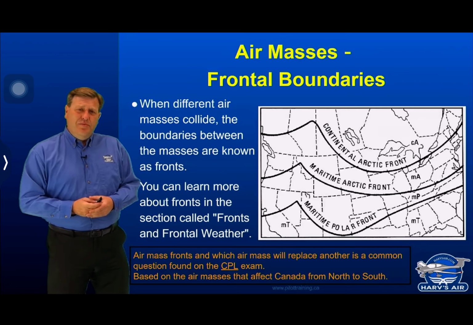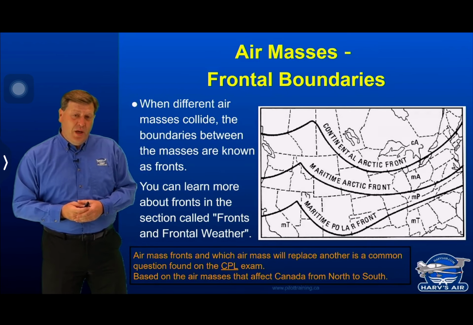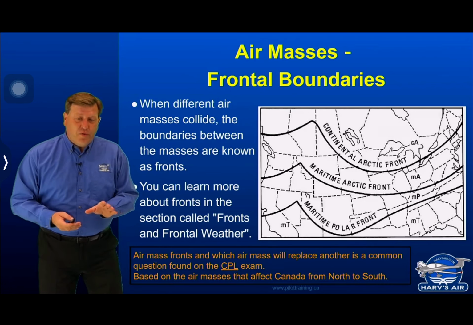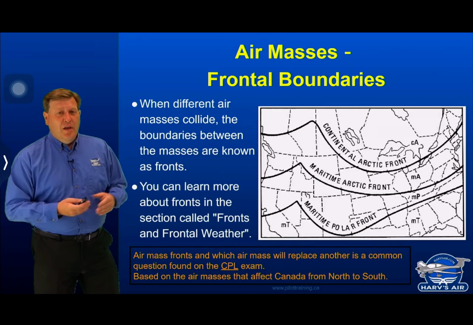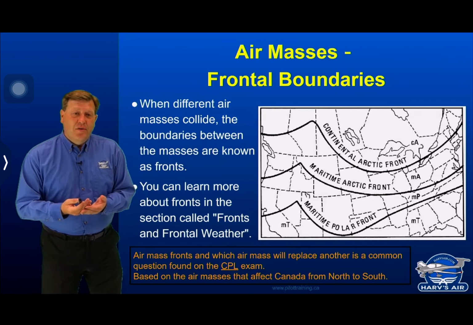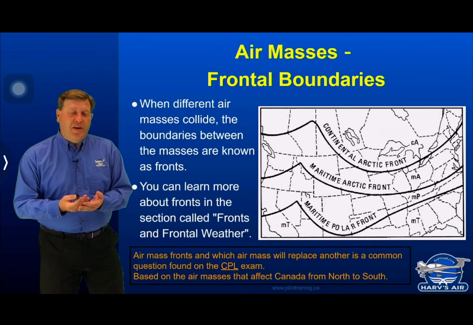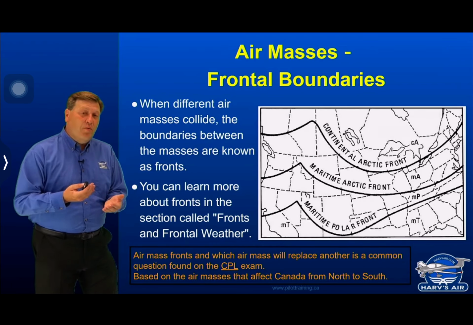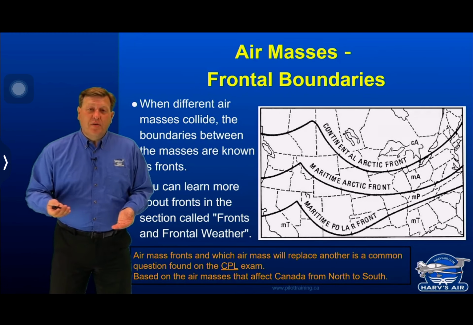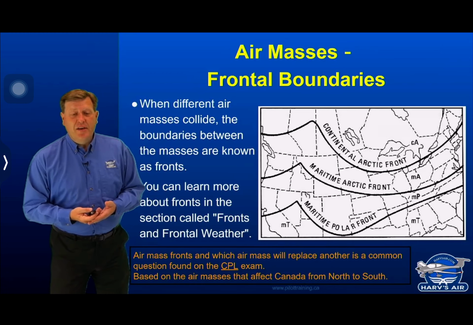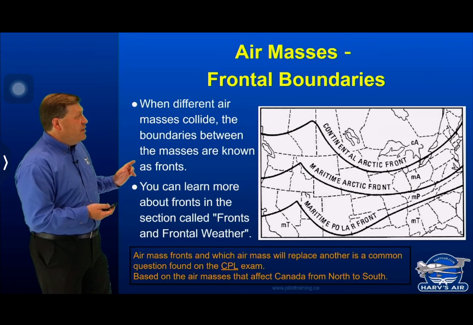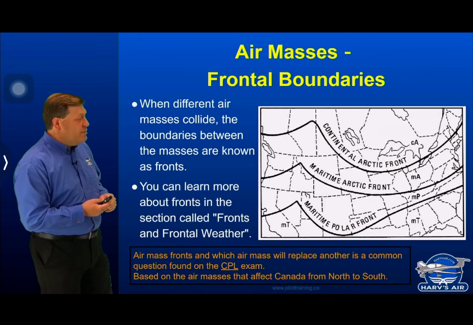So we now are going to start to move into a very brief introduction to what we call frontal boundaries. If we have two air masses and they suddenly collide, well, we're now going to have areas where the air is maybe fairly warm versus areas where the air is fairly cold. Maybe it's very moist on one side, very dry on the other side. So where these air masses collide, those areas are known as fronts.